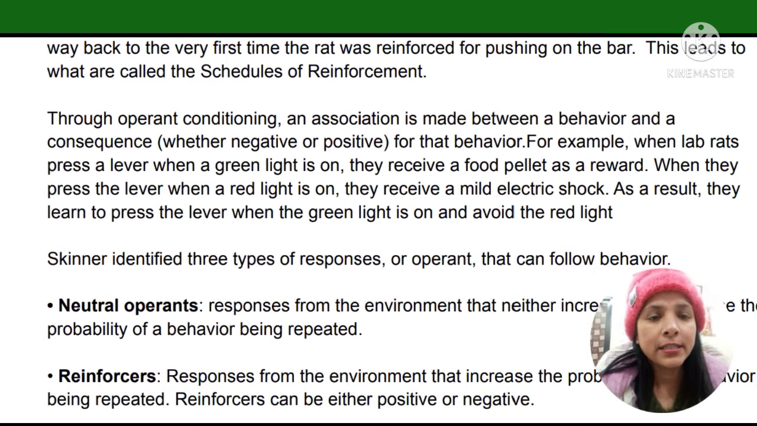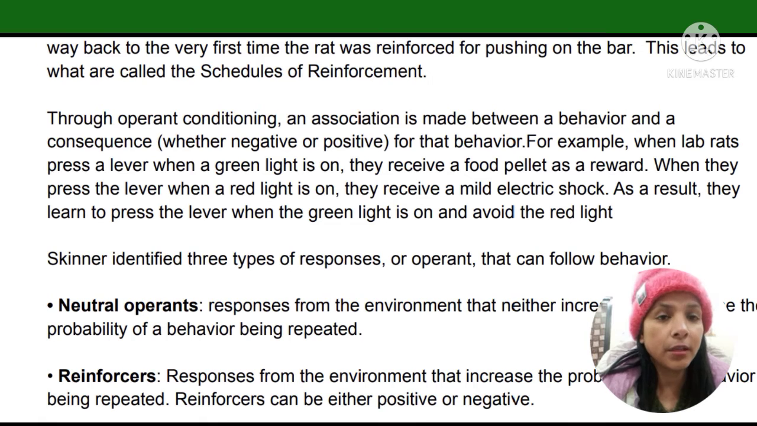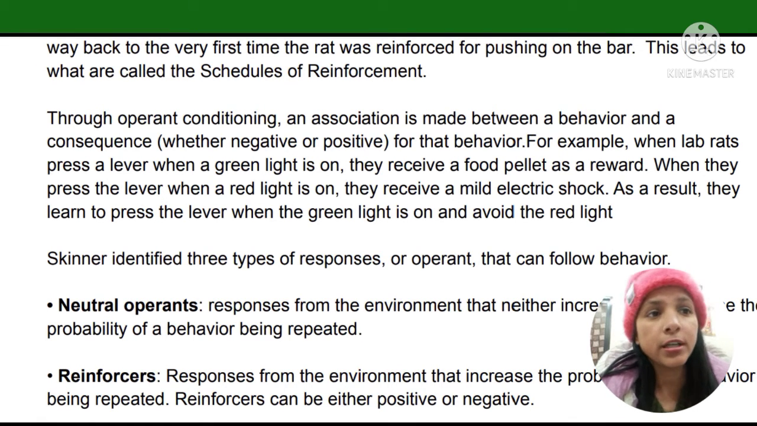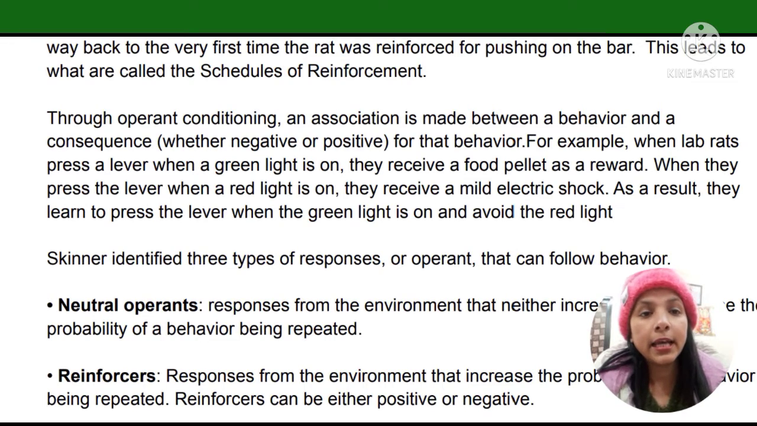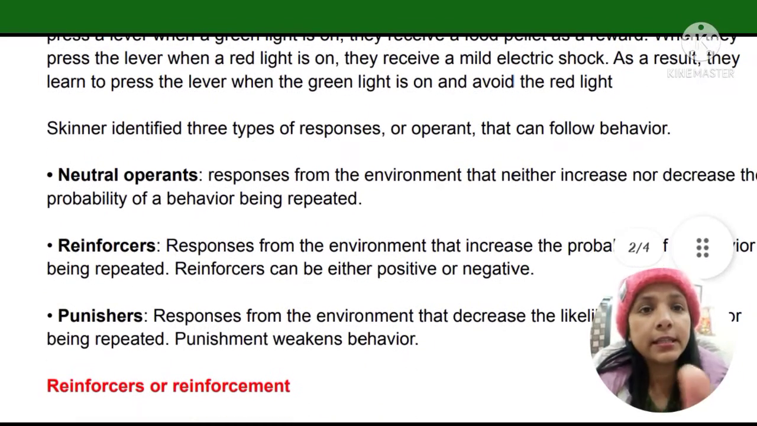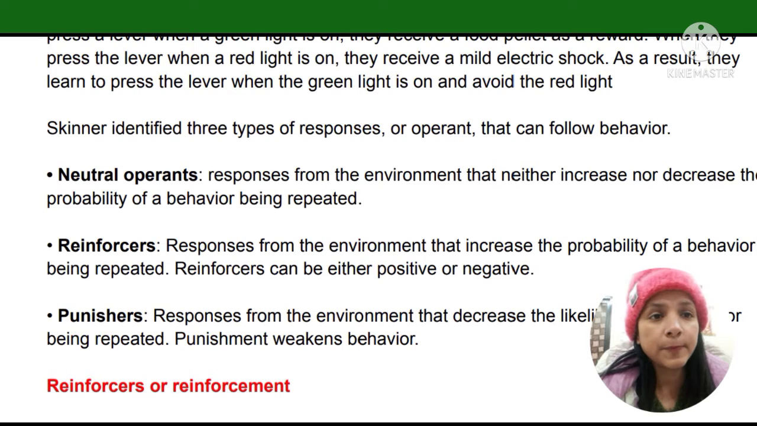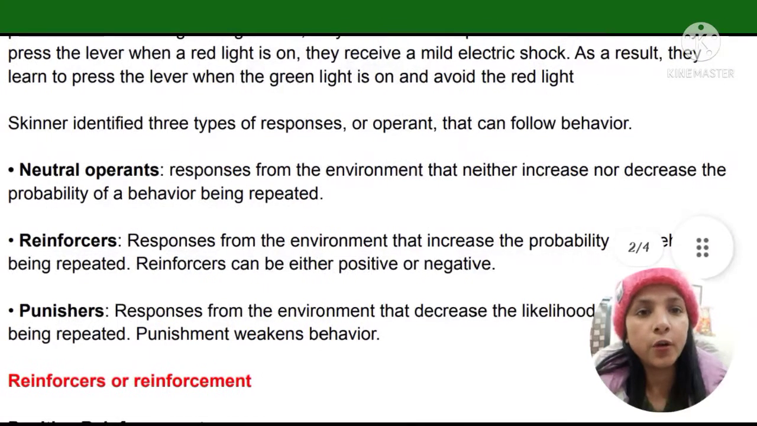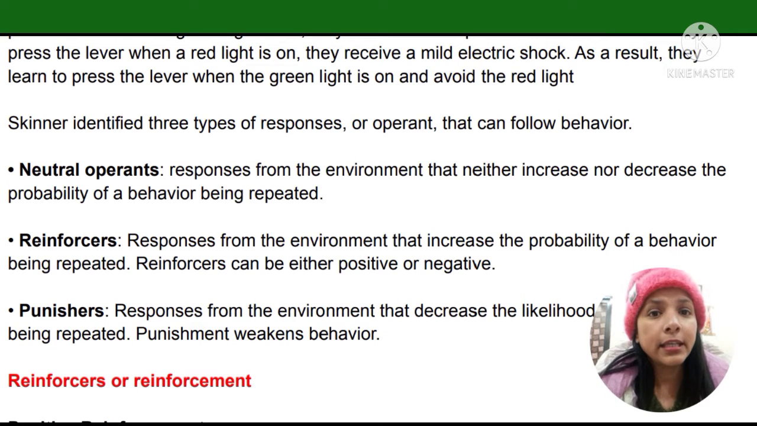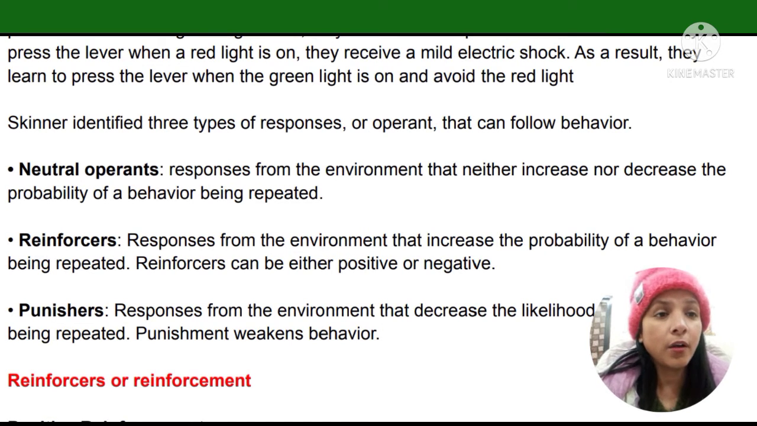Now Skinner identified three types of responses, or operants, that can follow behavior. First is the neutral operant. What basically are neutral operants? They are responses from the environment that neither increase nor decrease the probability of a behavior being repeated, meaning there is no increase or decrease in any action.